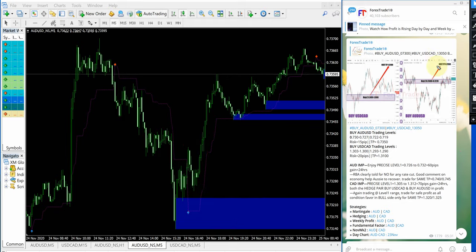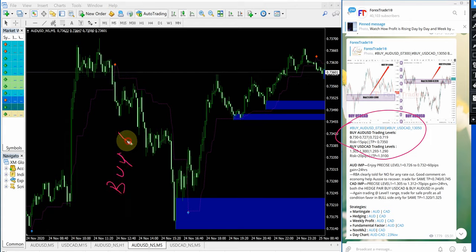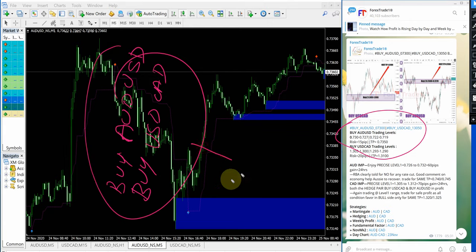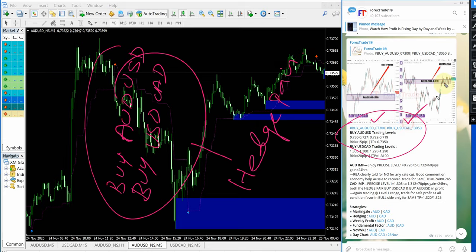And why are we giving these two signals together, buy AUD USD and buy USD CAD? Because buy AUD USD and buy USD CAD are our hedge pair. This is the reason we are giving these two signals together. Usually in a hedge pair, one will perform and the other may not. But in today's case, both signals performed well, with 120 pips total gain on AUD and 80 pips gain on USD CAD.